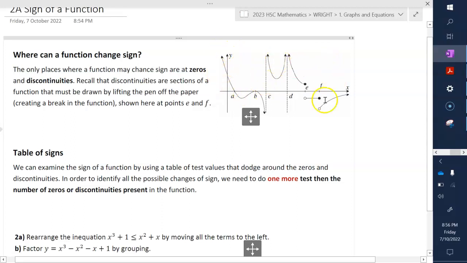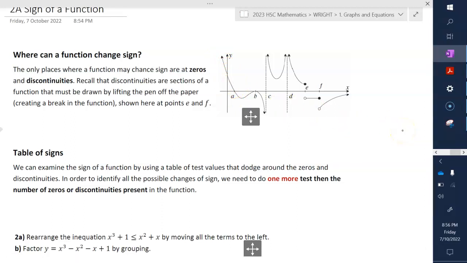If you have a look at this strange looking function over to the right, we're going from positive here to negative here, and then it's curving, so it's got a double root and it's still negative. So it's changing at one of the zeros. That's one spot that it can change sign. The other spot: we're positive here, we're still positive here, but we're jumping from a positive to a negative here, and that's a discontinuity. So the only place where a function can change sign is at a zero or at a discontinuity.